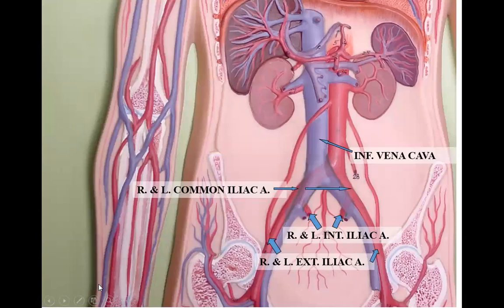So they're running. I just found another mistake. They got those labeled wrong. They called the internal iliac veins the externals. I'll have to fix that the next time I go through this. So anyway, you're swapping these.